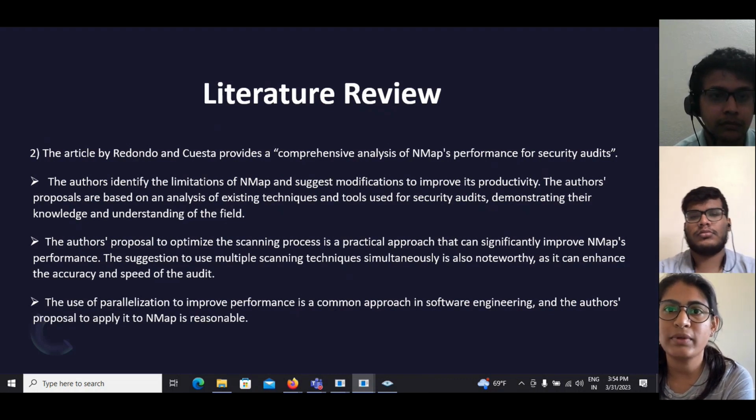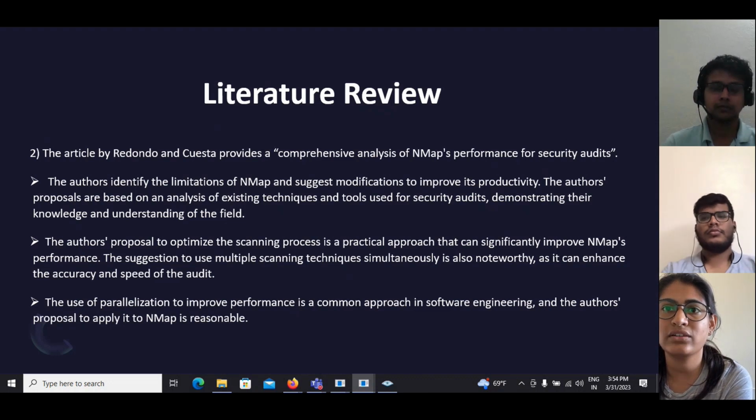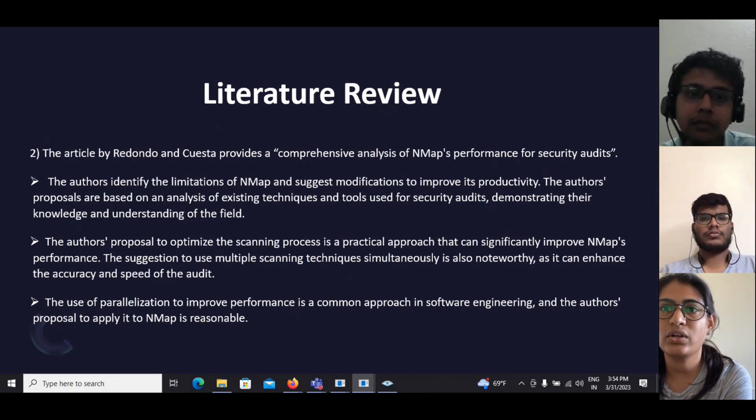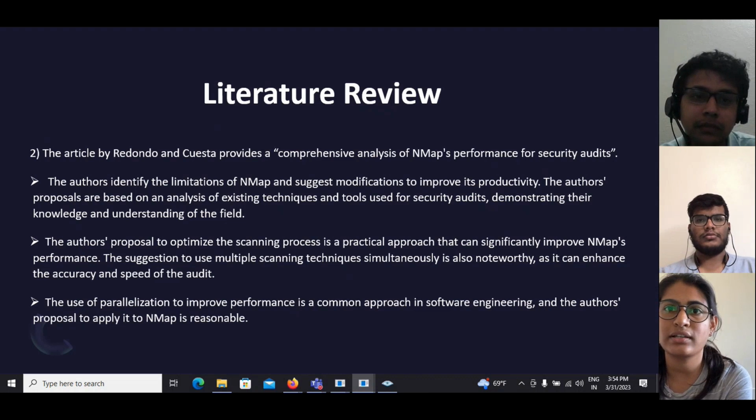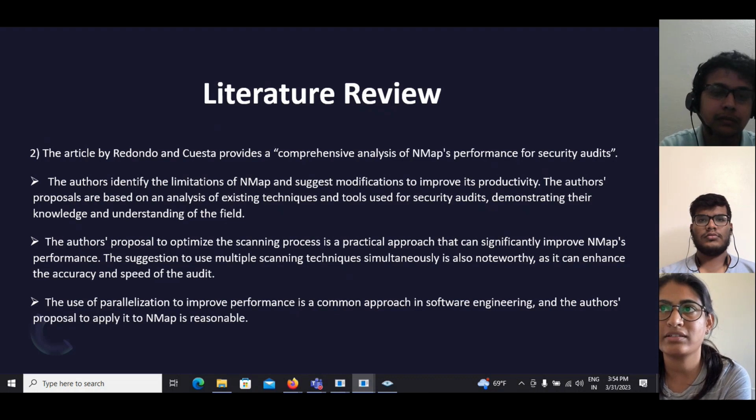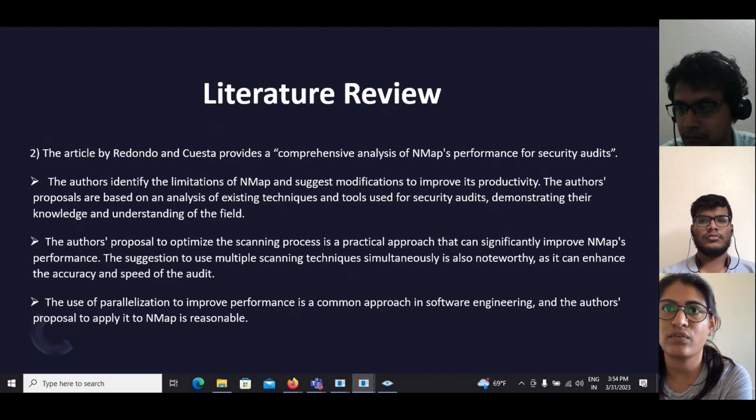The author's proposals are based on analysis of existing techniques and tools used for security audits, demonstrating their knowledge and understanding of the field. The author's proposal for a new plugin architecture for a network mapper is an excellent idea that simplifies the development of customized scanning techniques. This proposal aligns with the trend towards modular software design, where different modules can be easily integrated into the software.